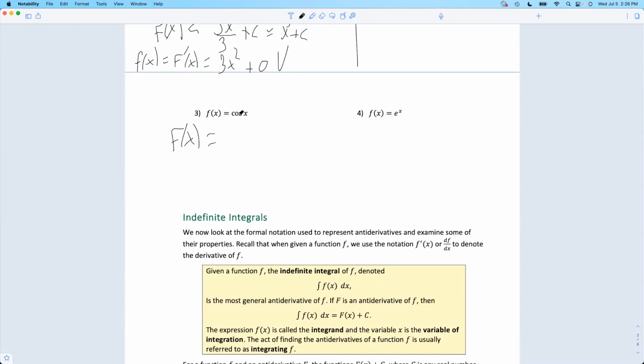Okay. What about this guy? The antiderivative of cosine. Whose derivative is positive cosine? That would be sine of x plus c. Don't forget the plus c. We call that the constant of integration.